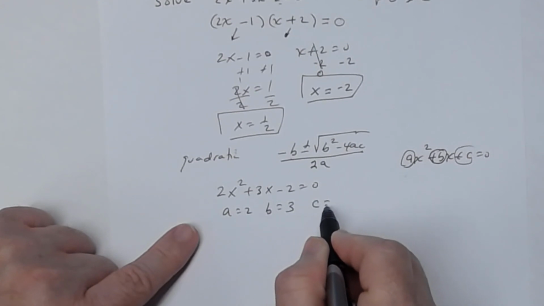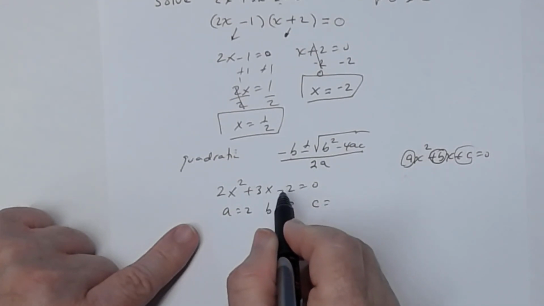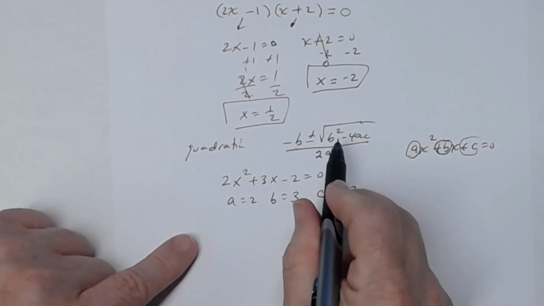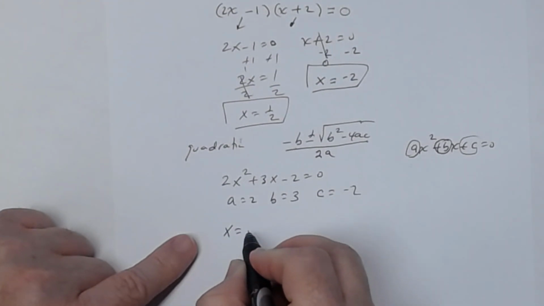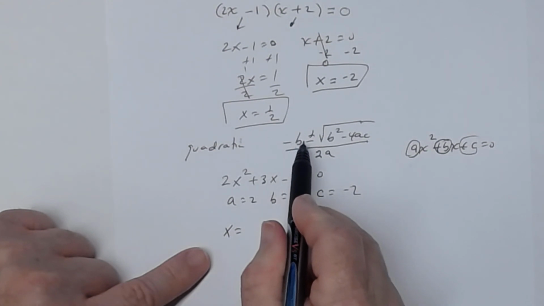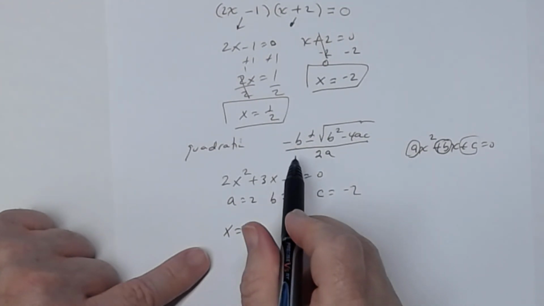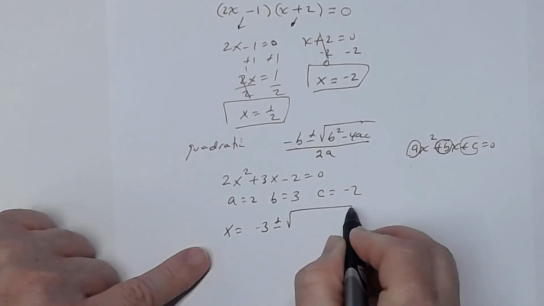And my constant c is negative 2. Not 2, negative 2. And then we're going to take each of those numbers and plug it back into the quadratic formula. So therefore we have x equal, we're solving for x, so x equal, the opposite of b. Well, b is 3, a positive 3. The opposite of a positive 3 is a negative 3. Plus or minus the square root of.